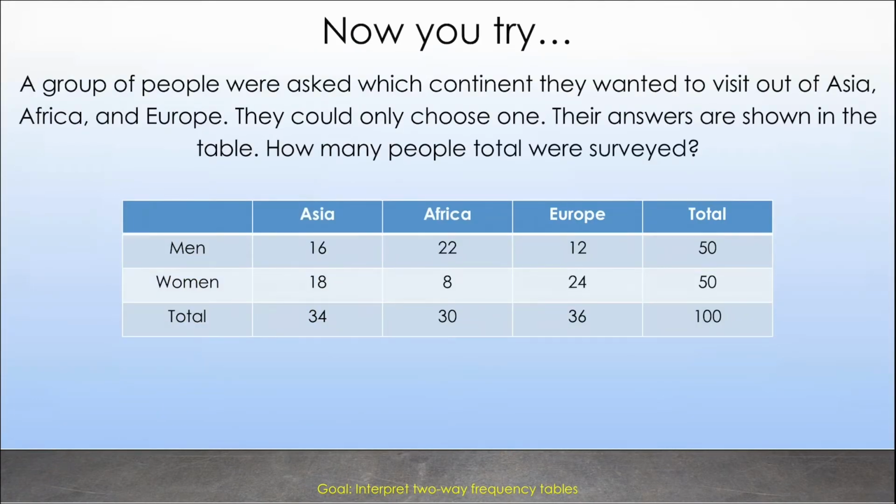All right, now we're going to try another. A group of people are asked which continent they wanted to visit out of Asia, Africa, and Europe. They could only choose one. Their answers are shown in the table below. How many people total were surveyed? Well, that's 100, and that is marginal data information.